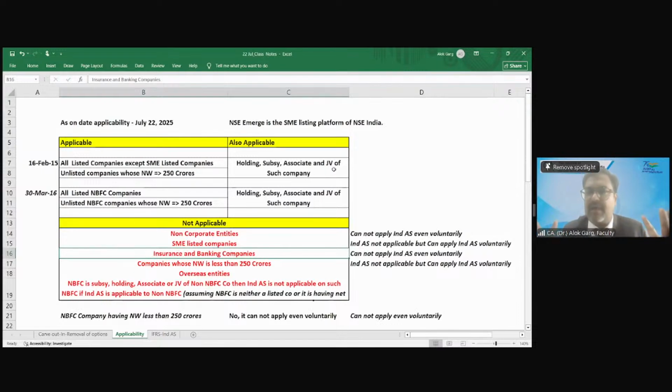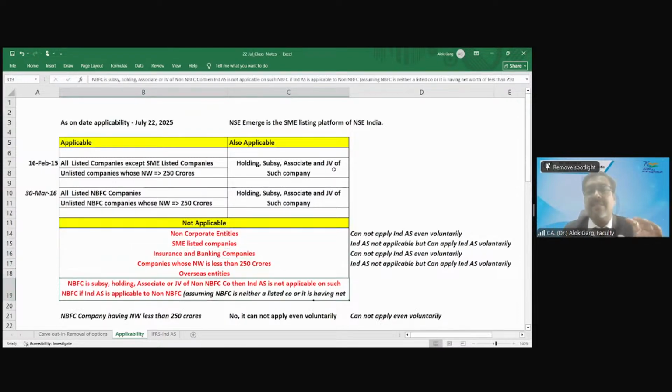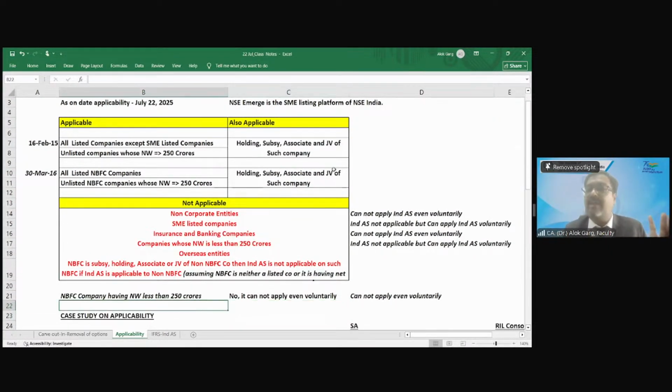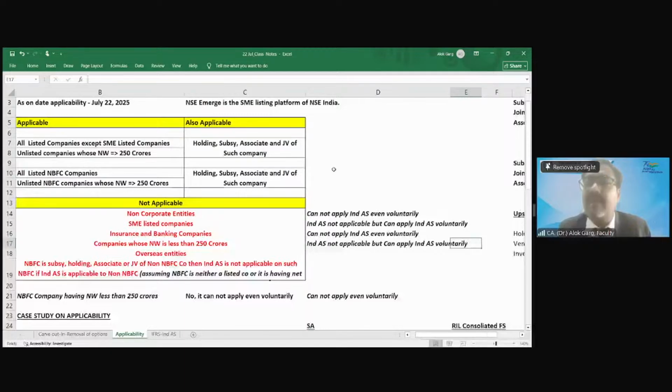We understood this part. Okay. So friends, Ind AS is not applicable to overseas entities. And friends, Ind AS is applicable to an NBFC company only when it is a listed company or when the net worth is more than 250 crores. If an NBFC company has a net worth of less than 250 crores, like I told you, if a normal company has a net worth of less than 250 crore, Ind AS is not applicable, but it can apply Ind AS voluntarily. But can an NBFC company whose net worth is less than 250 crores apply Ind AS voluntarily?